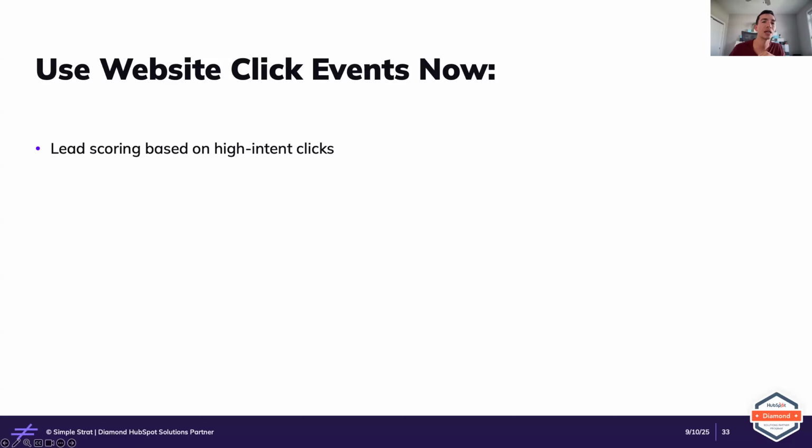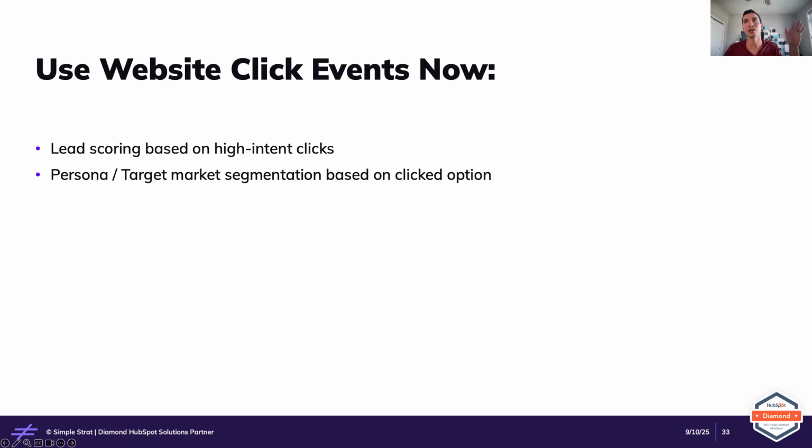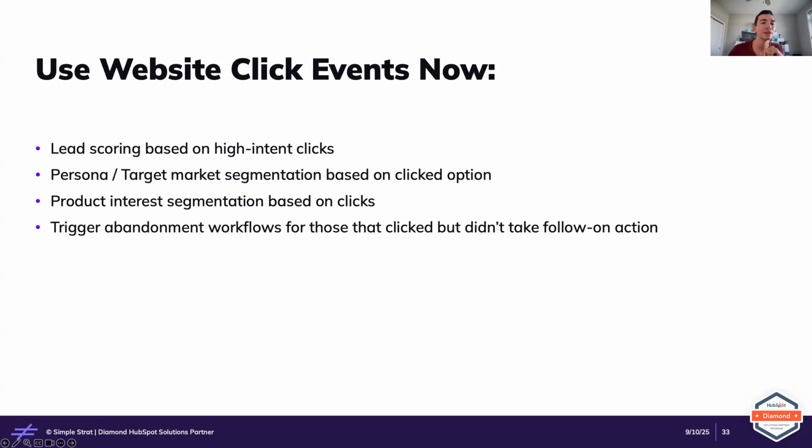You can do lead scoring based on high intent clicks. If they're clicking on high intent buttons, up their lead score. Persona or target market segmentation based on what they clicked. So if on your homepage you highlight different industries you work with and they click on one, you can then put them in a segment that indicates they are likely in that industry. Same thing with your top navigation bar. Do the same thing with product interest. What product pages have they clicked on in our top navigation bar? And maybe we can segment based on that.